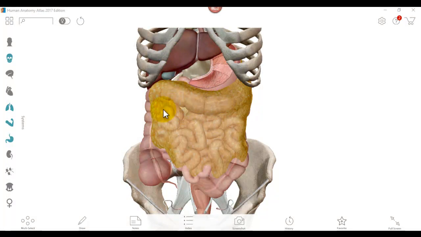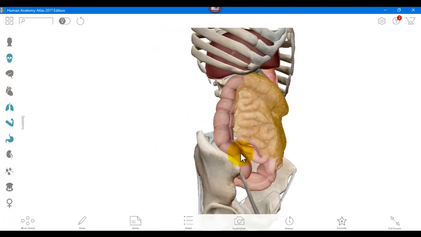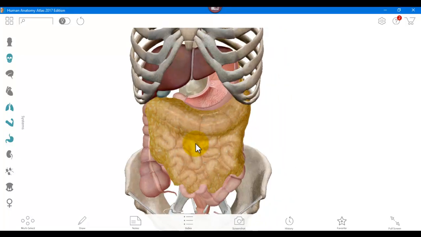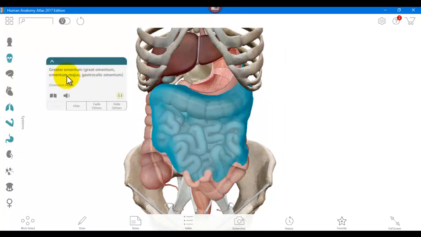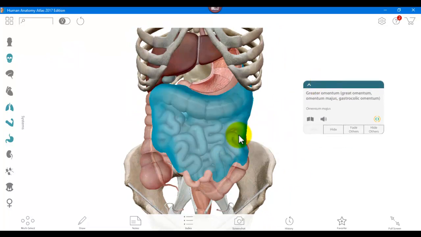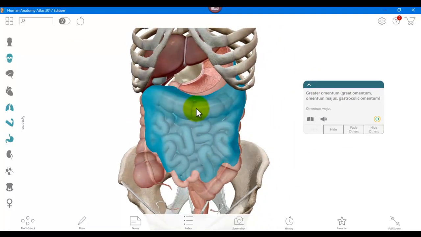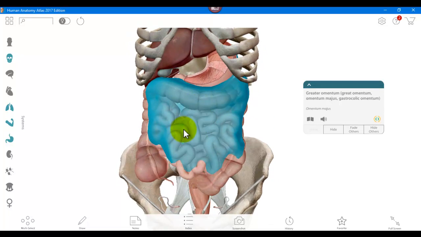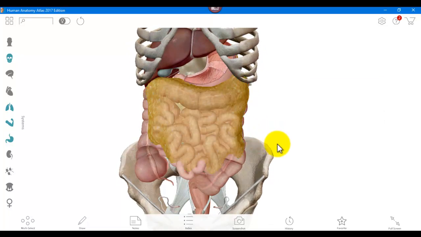All right, here is the whole lower digestive system. This yellowish looking drape, if you can tell, see how it covers the front? That's actually called, I'm going to click on it, the greater omentum. What it's supposed to do is keep these in place. It's got some arteries and veins that run to it. A portion called the mesentery actually holds all the intestines together.